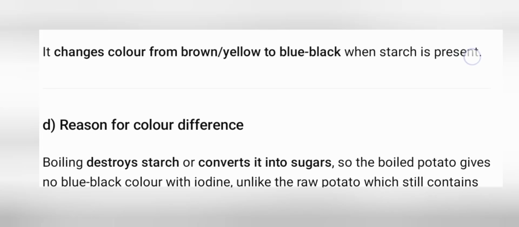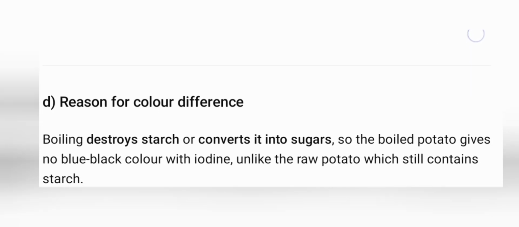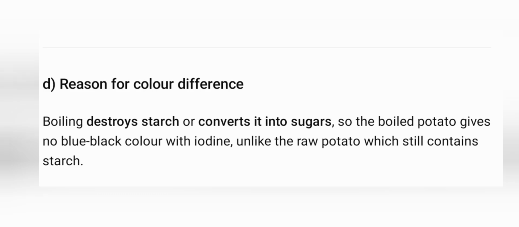Reasons for color difference. Boiling destroys starch or converts it into sugars. So the boiled potato gives no blue-black color with the iodine, unlike the raw potato, which still contains starch.